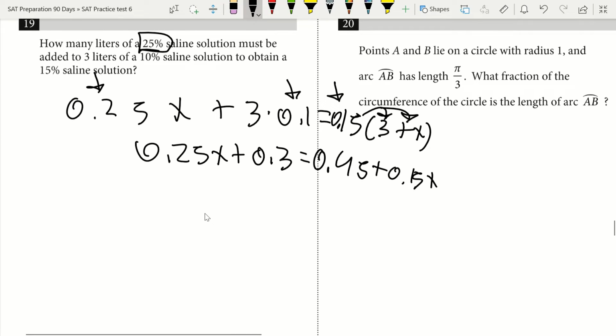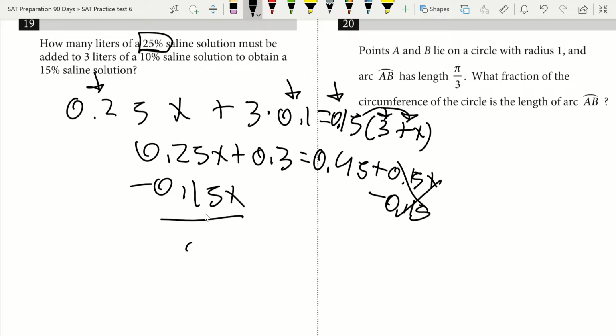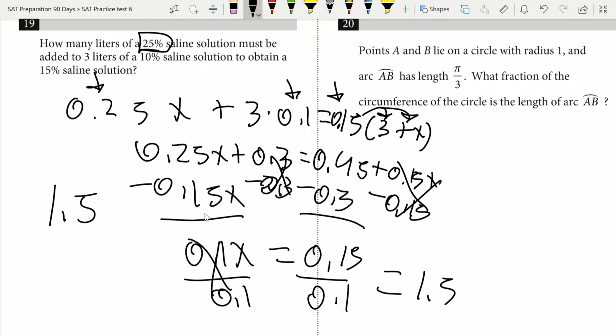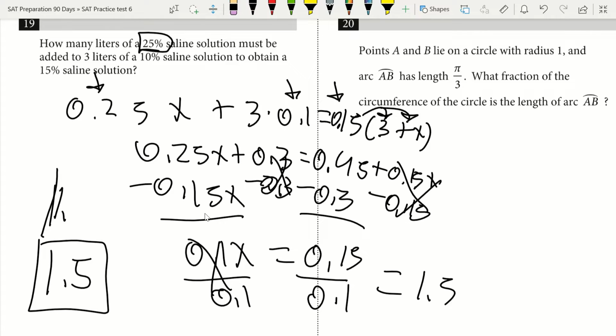Okay, now I'm going to go ahead and subtract 0.15x from each side to keep that coefficient in front of x positive. 0.25x minus 0.15x gives me 0.1x. I'm going to subtract 0.3 from each side. 0.45 minus 0.3 is going to give me 0.15. At that point, I divide each side by 0.1. 0.15 divided by 0.1 is going to give me 1.5. So 1.5 will be my answer for 19. That looks sloppy, so I'm going to rewrite it so you can see it better. 1.5 is my answer there.